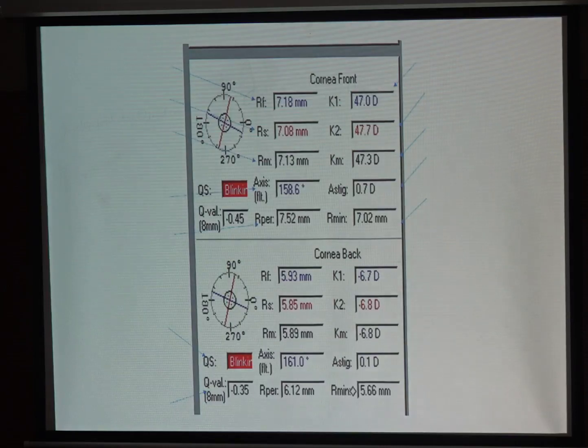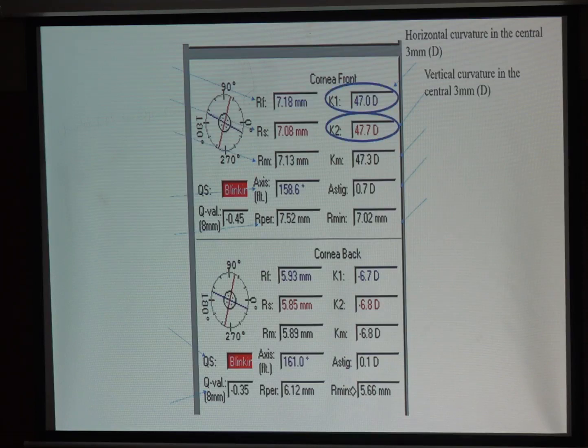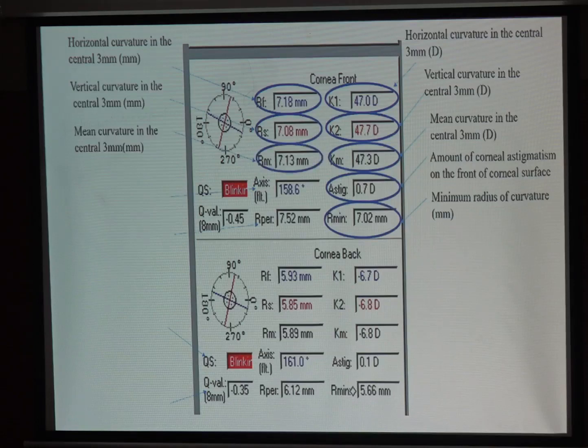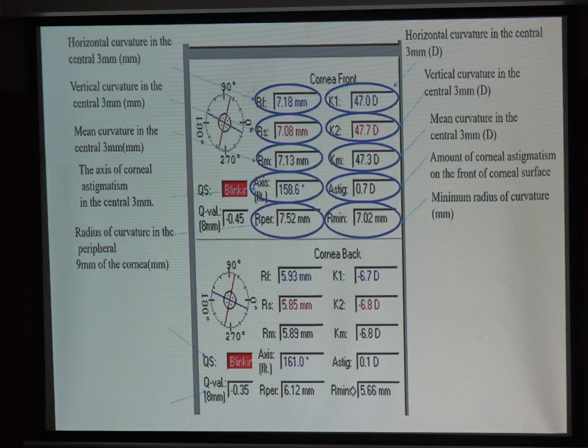Now what were the various values that we have seen in the first map on the left side of your Pentacam map? The keratometry values for the front and the back surface of the cornea are there. K1 and K2, as we have discussed in the keratometry lecture also, are depicted over here. Km is the mean keratometry value, then the astigmatism, then the radius of curvature, the minimum radius of curvature, and the radius for the horizontal and vertical curvature and the mean curvature are also provided. The axis of the astigmatism is provided, and the radius of curvature in the peripheral 9 mm cornea is provided, right?